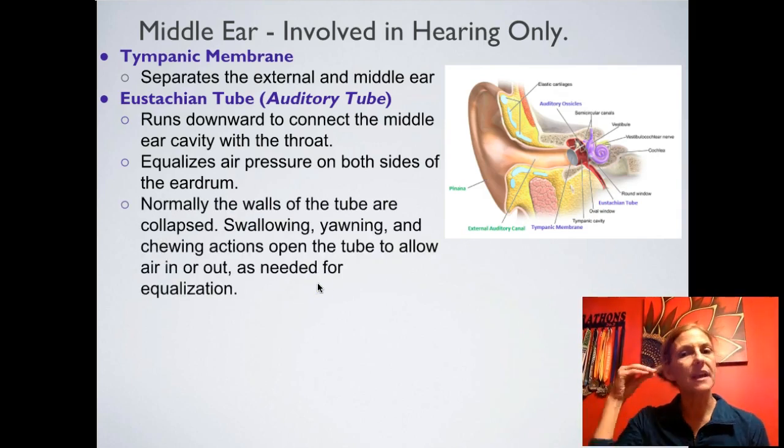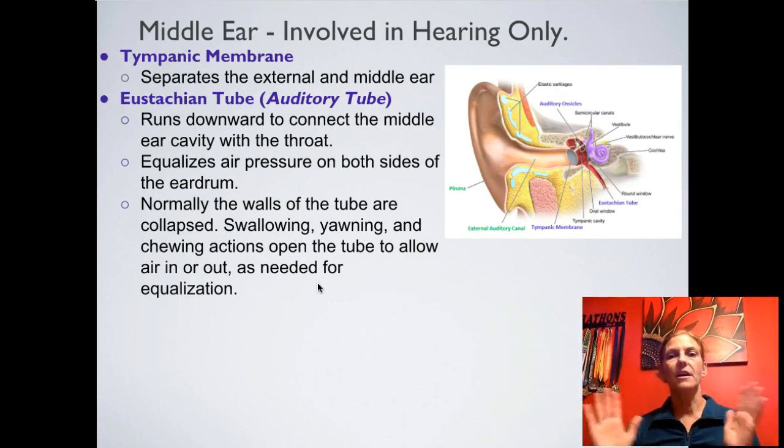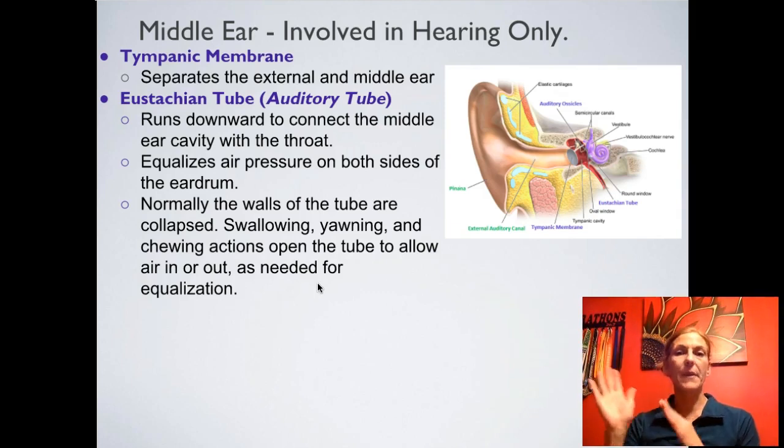So we have to get our eustachian tubes to open up in order to let air pressure balance between our insides and our outsides. And we can do that by yawning. That'll open up your ear. You can feel it when you do that.